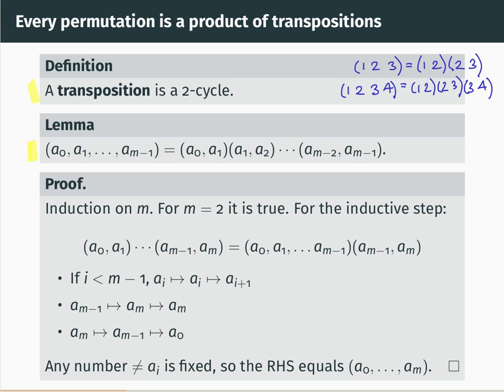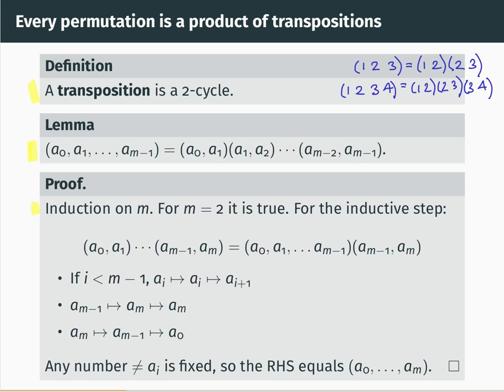Anyway, let's see why this result is true. So the proof is by induction on m, because for m equals 2, which will be the base case for our induction, it's completely obvious. The left-hand side when m equals 2 is just the 2-cycle (a0, a1), and the right-hand side when m equals 2, again, just has the single transposition (a0, a1). So when m equals 2, the two sides of that equation are literally equal, and there's nothing to prove.